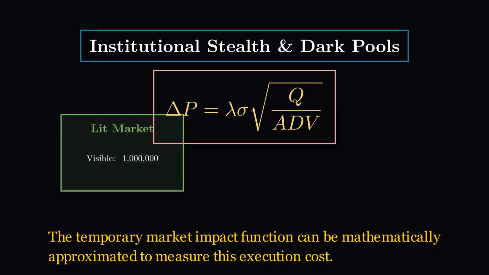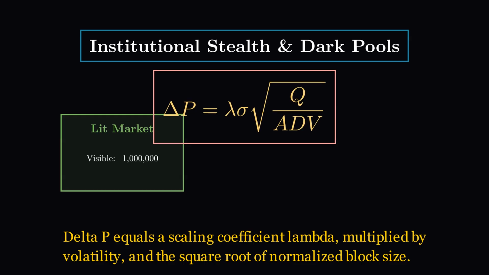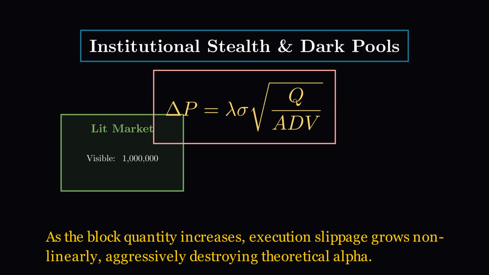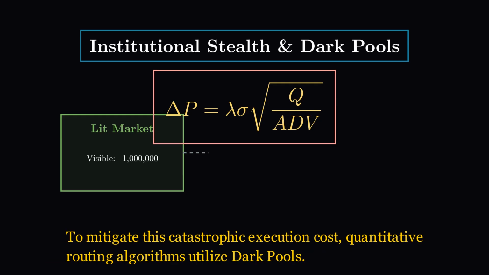The temporary market impact function can be mathematically approximated to measure this execution cost. Delta P equals a scaling coefficient lambda, multiplied by volatility, and the square root of normalized block size. As the block quantity increases, execution slippage grows nonlinearly, aggressively destroying theoretical alpha. To mitigate this catastrophic execution cost, quantitative routing algorithms utilize dark pools.